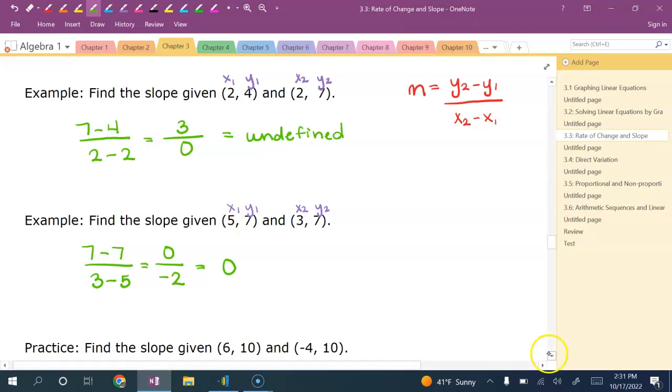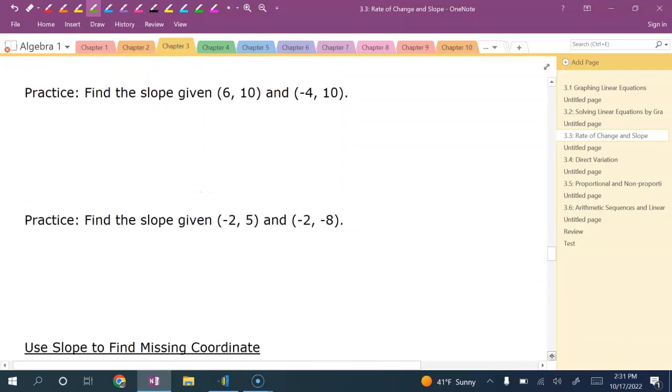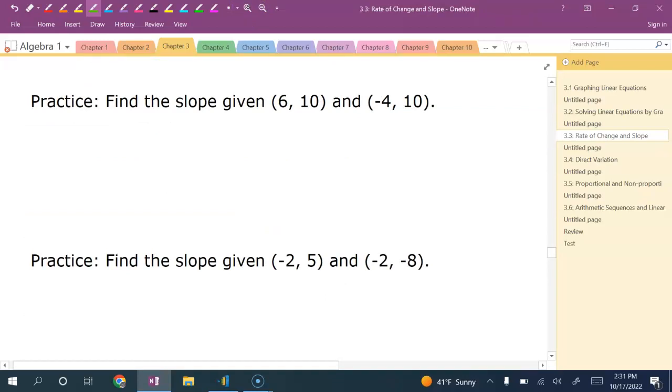So I want you guys to practice this. I want you to take a look at these next 2 practice problems, find the slope of these 2, and write down what you think the answer should be.